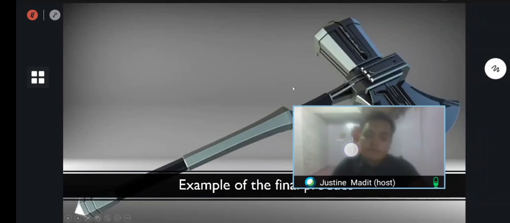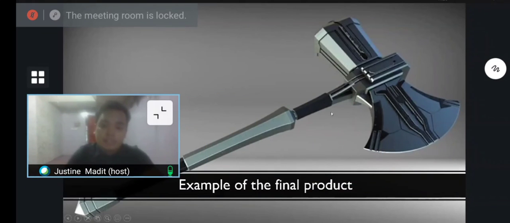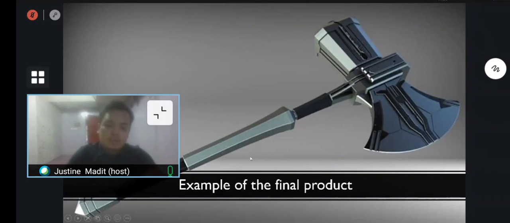Okay, so this is an example of the final product. Here is the egg head blade, and here is the handle stick, and you can combine them by various processes. And I'm sure my friend already explained it to you. So this is the final product.